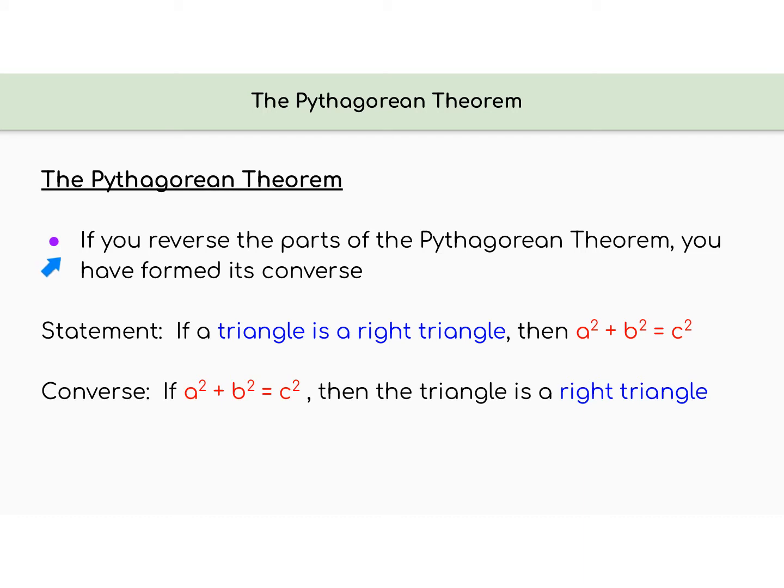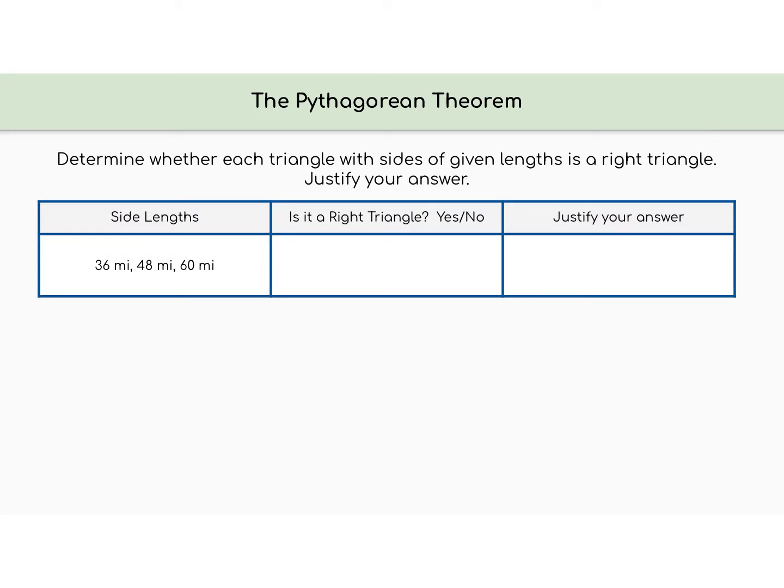If you reverse the parts of the Pythagorean theorem, you have formed its converse. So let's take a look at our statement. If a triangle is a right triangle, then a squared plus b squared equals c squared. The converse of this would be if a squared plus b squared equals c squared, then the triangle is a right triangle. So we're going to go through two examples.